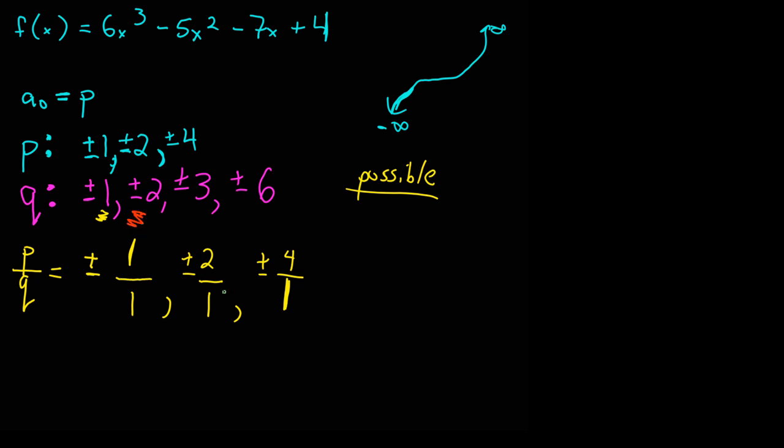Second possible denominator is 2. So I get plus or minus 1 over 2, plus or minus 2 over 2, and plus or minus 4 over 2. And so I've gotten rid of half of my denominators. Now I'm halfway there.